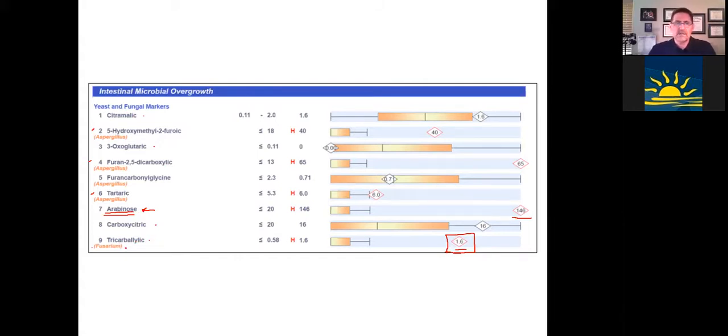So the easiest way to think of it is markers 1, 3, 7, and 8 are linked to yeast, with Arabinose being linked to Candida, which is a type of yeast. 2, 4, 5, 6, and 9 are linked to mold. 2, 4, 5, and 6 are linked to Aspergillus mold. 9 is linked to Fusarium mold.